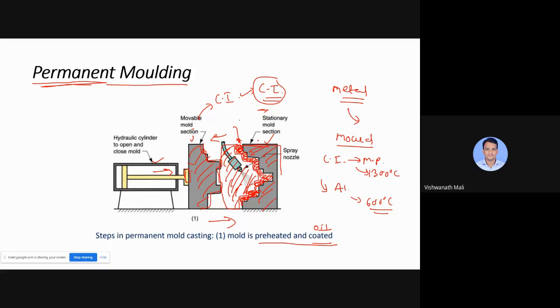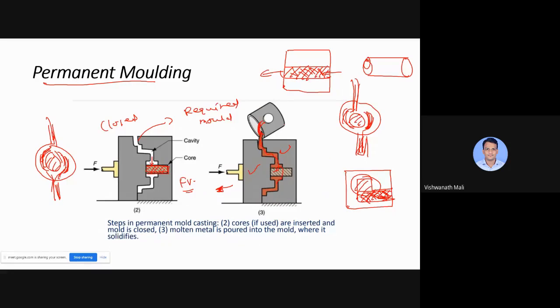But what is the restriction here? In this, we can manufacture only aluminum or metals which have a low melting temperature. Why? Because we are manufacturing the mold sections with the help of metal, and that metal should have a higher melting temperature than the metal which we are casting. So that is the restriction. In other types, such as sand casting, we can manufacture any product. But in this, only metals which have lower temperature can be cast. So this is permanent molding, right?